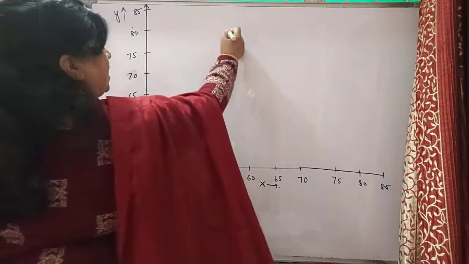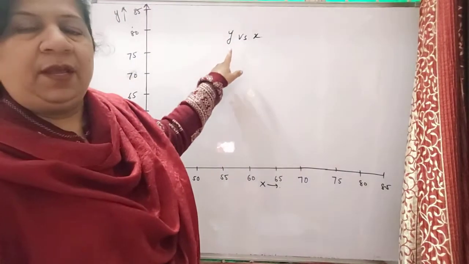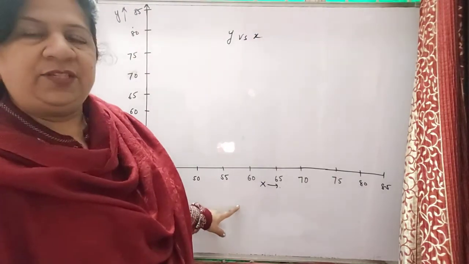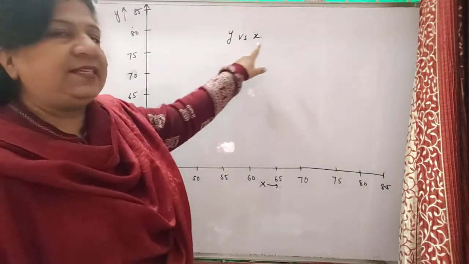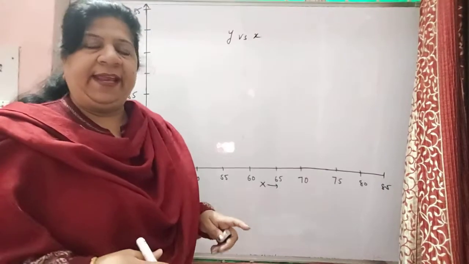So if you go through the reading, I've only given you the reading of x and y, as you have to make a graph of y versus x. I hope this point is very clear to you. Whatever value is given before versus, that is drawn on the y-axis and the other is drawn on the x-axis. So y versus x means y-axis and x-axis. Here, because we are dealing with y and x, it's fine.